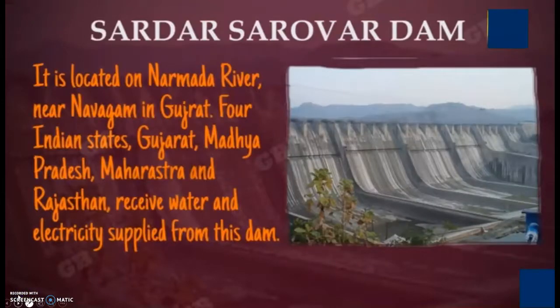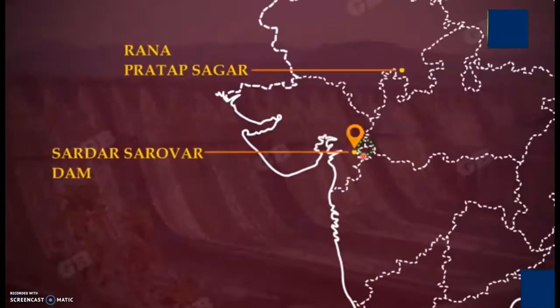Next one, Sardar Sarovar Dam. It is located on the Narmada River near Navagam in Gujarat. 4 Indian states, Gujarat, Madhya Pradesh, Maharashtra and Rajasthan, receive water and electricity supplied from this dam. It is located here where these 3 states' borders meet. Okay. So, Sardar Sarovar Dam is here. Mark at this point.